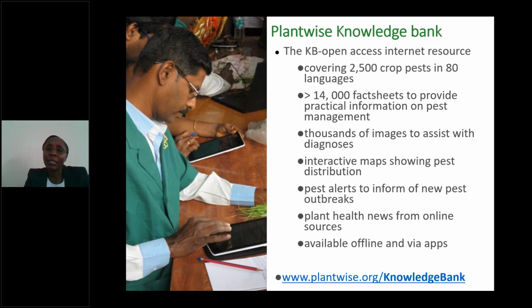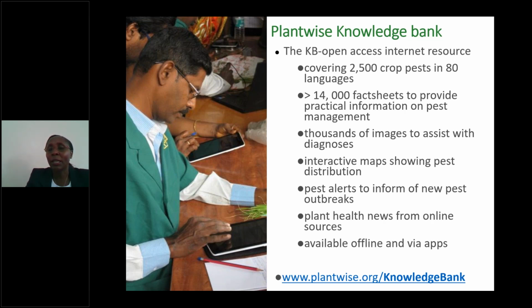Yes, so this is a database. It's an interactive database divided into two parts, and the illustration will be on the next slide. But essentially, it is a repository of information where we have a lot of information. We have over 2,500 crop pests in 80 different languages.